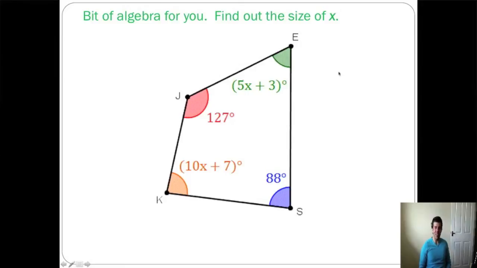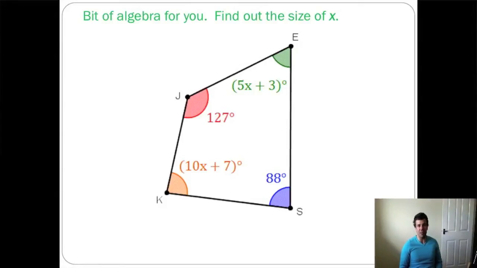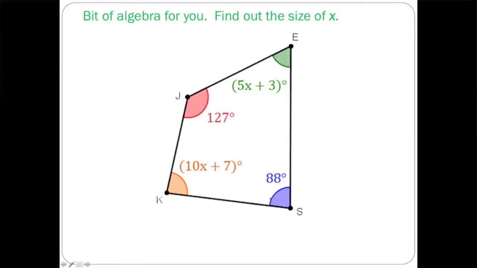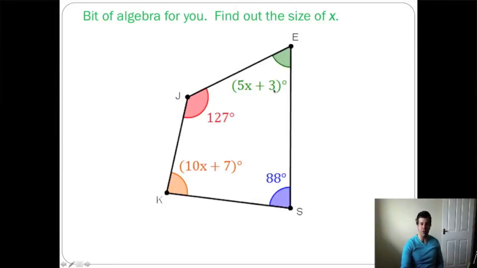This is easily a C or B grade question. Possibly, if it's a C grade, it's a very difficult C grade. We're going to use our interior angle rules and our skills of algebra to find out exactly how many degrees x is. If we've got 4 angles in a quadrilateral, we know angle J is 127, the blue angle, KJE I should really call it, the blue angle is 88. Whatever x is, the green angle is 5 times x plus 3, and the orange angle is 10 times x plus 7.